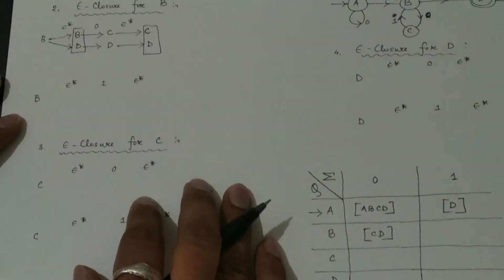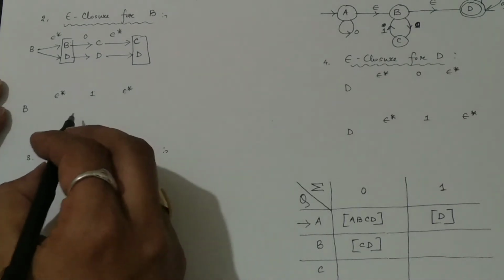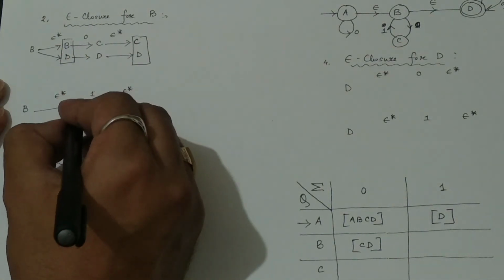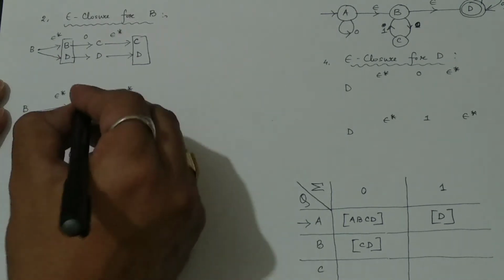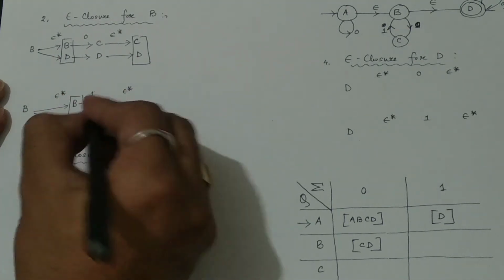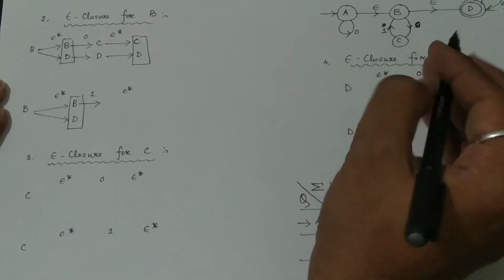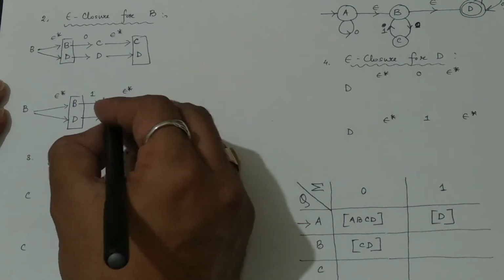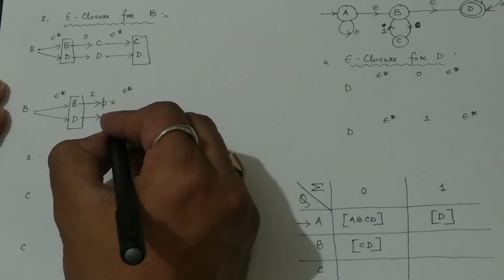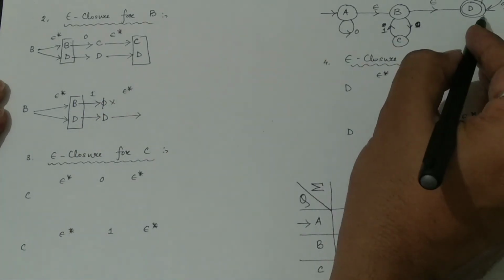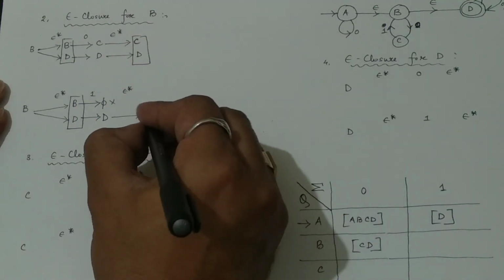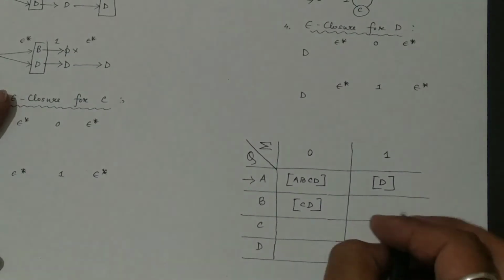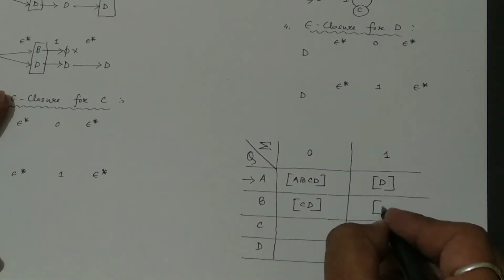Okay, now I'm coming back to 1, for the input 1. So B on seeing epsilon, I have already found B and D are the two important states. Now B on seeing 1, it goes nowhere, so it is phi. D on seeing 1, it goes to itself. Phi means it is done. D on seeing epsilon, there is no epsilon transition from D, so it will be to itself, D. So B on seeing 1 goes to D.